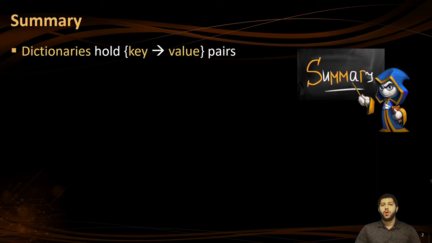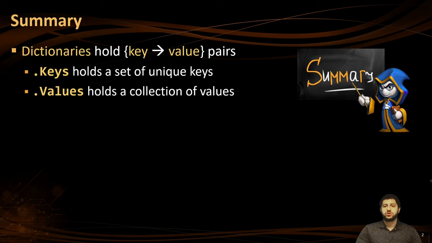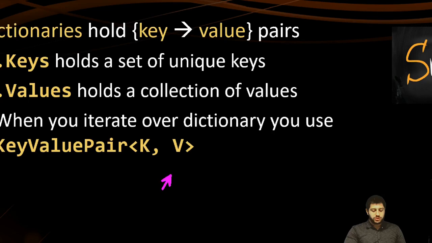We know about the Keys property, which holds a set of unique keys, because we know that the key needs to be unique, and we know about the Values property, which holds a collection of values. We also know that when iterating through this dictionary, we need to use the key value pair. So basically, iterating over the dictionary, use the key and value pair.